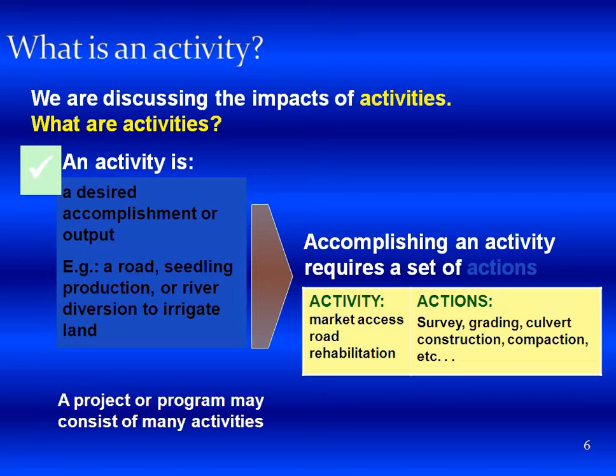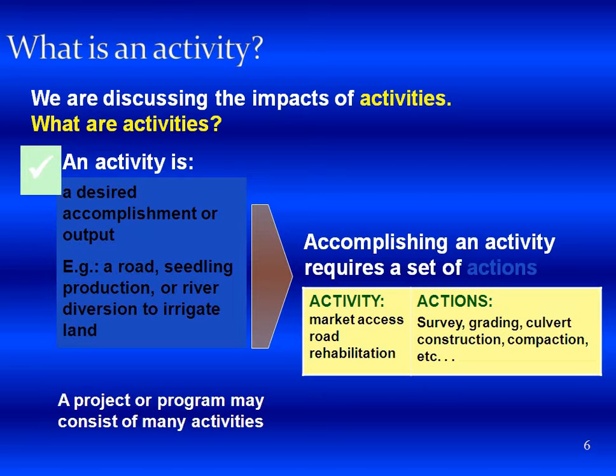So an activity is the desired accomplishment of an output. Road, sealing productions, river diversions, all are very specific goals. Accomplishing the goal is called an activity. An activity is made up of many small components called actions.